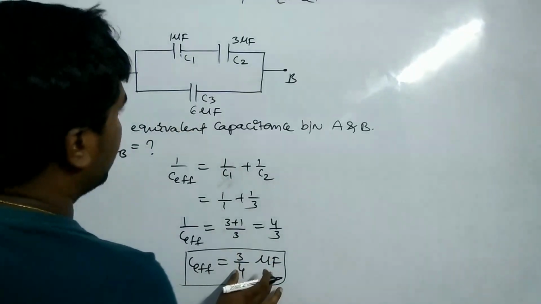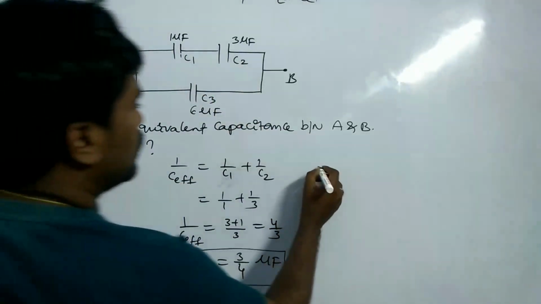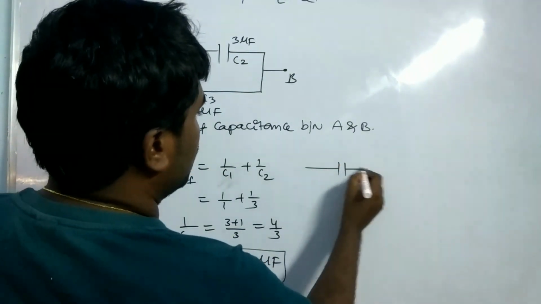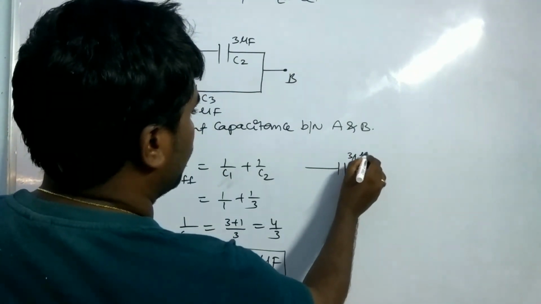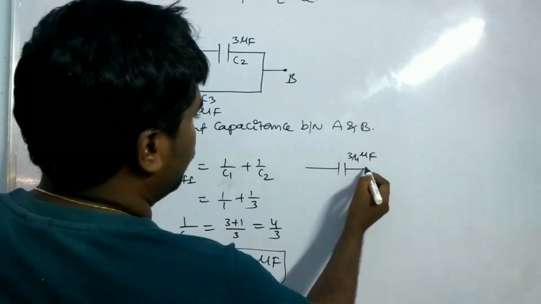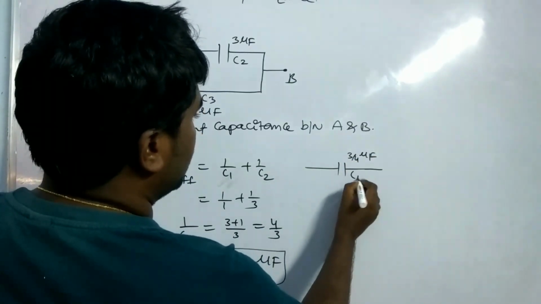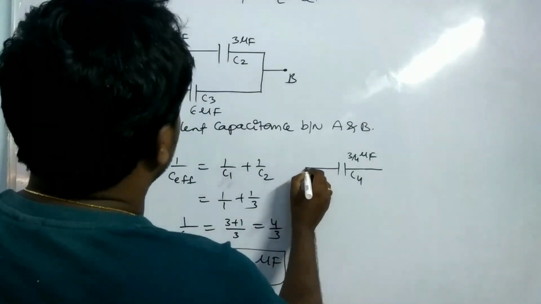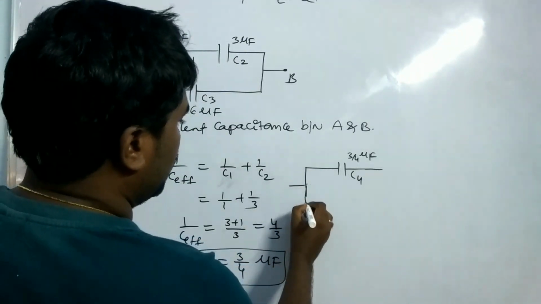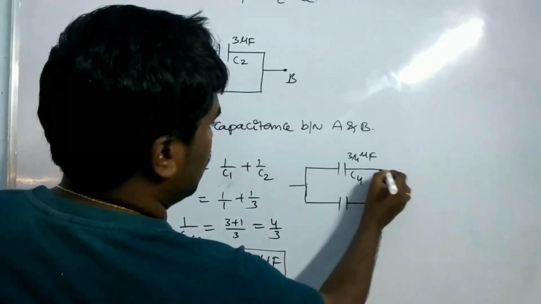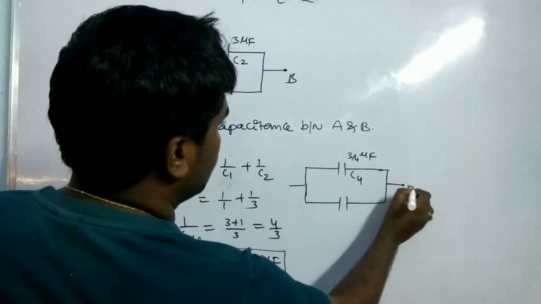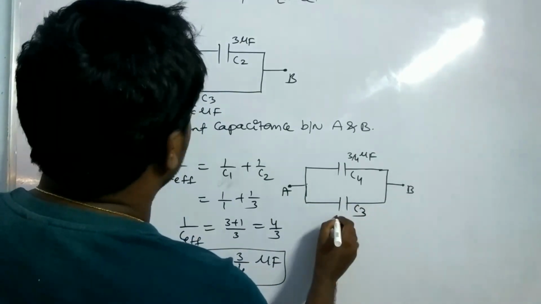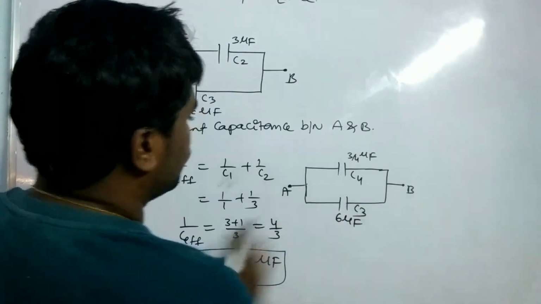Now this 3 by 4 microfarad, let it be C4. Between A and B, here another capacitor is there. What is it here? C3, it is 6 microfarad.